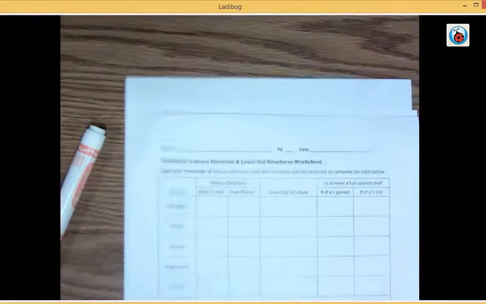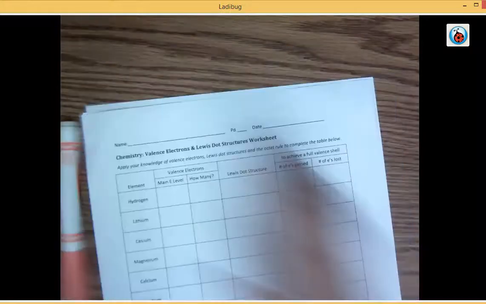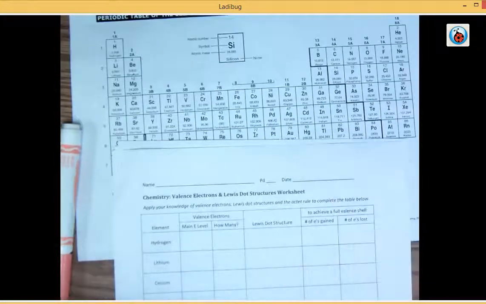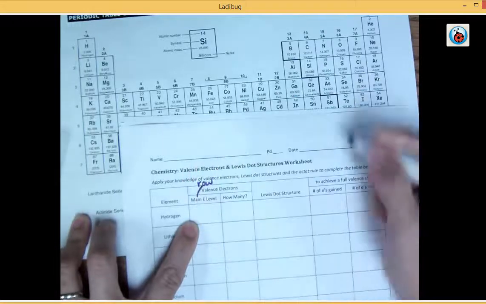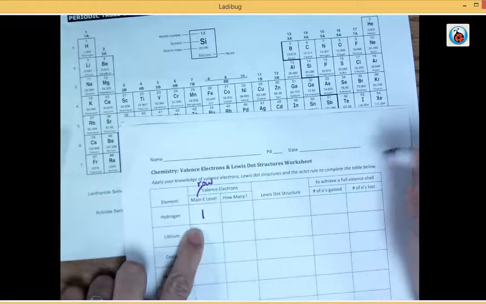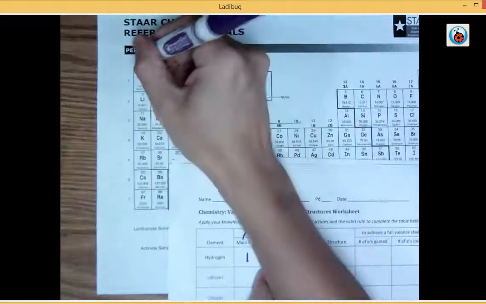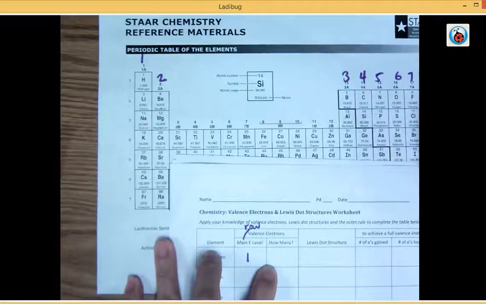So you should have this paper in front of you. Put your name on that, period, date, valence electron Lewis dot structure. You need a periodic table. And the first thing it's asking for is main energy level. It's saying basically what row is it on, the row number. Hydrogen is on row 1. Valence electrons, how many does it have? It's in column 1. Remember, let's label our columns so that we know 4, 5, 6, 7. Everything else here is 8, and this is 2.